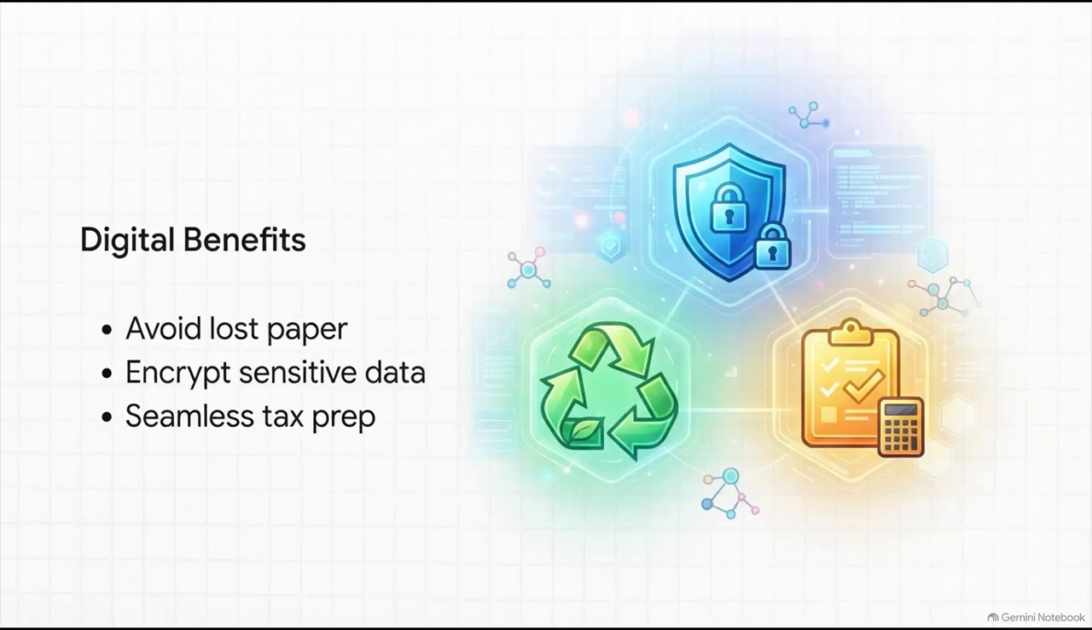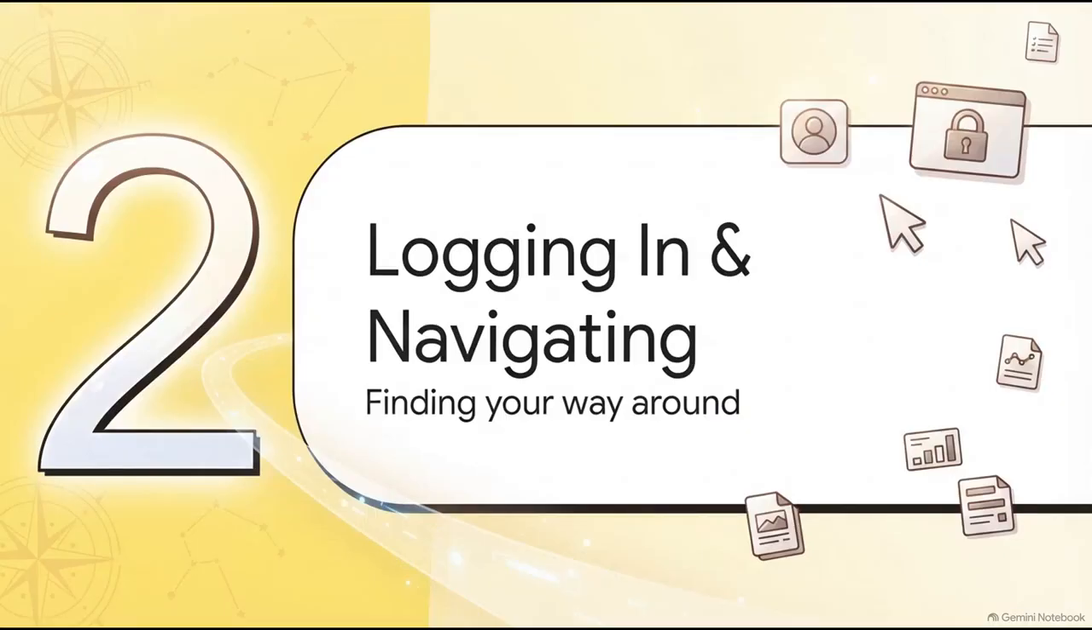And going digital is about so much more than just saving a few trees. It's about keeping your data locked down tight and ready for tax season. Digital records mean you never lose paperwork when it matters most. Your sensitive data stays encrypted behind Schwab's login instead of sitting vulnerable out in your physical mailbox. Plus, it seamlessly connects you to those vital tax documents, like your 1099 and I&T forms, all in one easy-to-use dashboard. Moving right along to Section 2, logging in and navigating, finding your way around the platform.